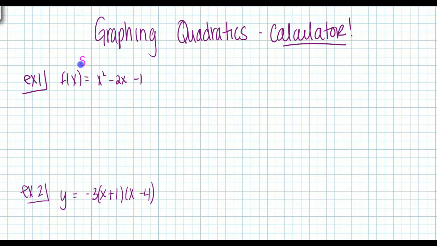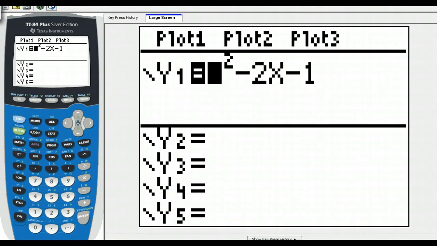So example 1, we have an equation in standard form. Now instead of rewriting this equation into vertex form, I'm going to do this on my calculator. So the first step is to go to y equals on your calculator and type in the function x squared minus 2x minus 1. And then you're going to look at the graph.